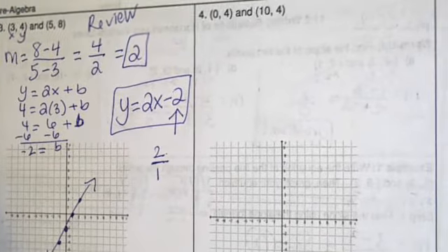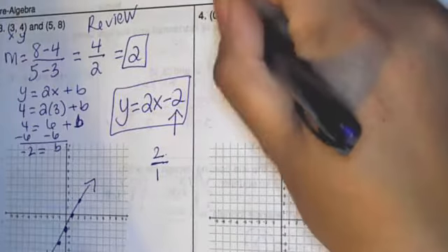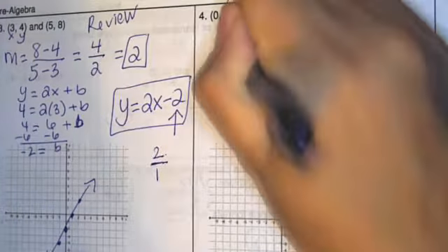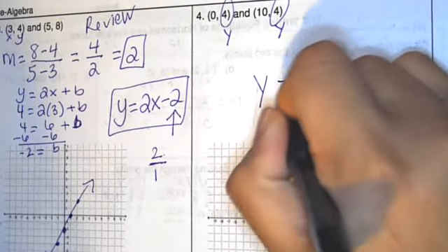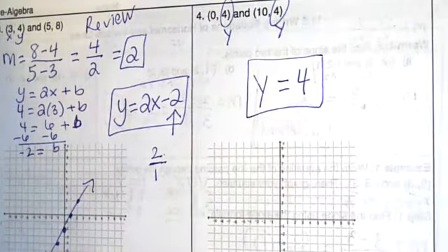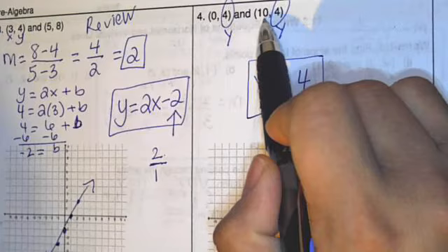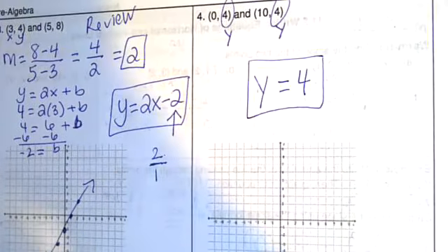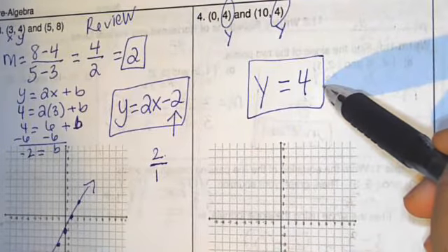Let's see what happens on this next one again, though, number 4. This time when I look at it, the 4's repeat themselves. Those are my y values. So it's as simple as just being y equals 4. Again, so much easier, so much faster. You don't have to use the slope formula unless you want to, where you can actually subtract the 4's and then divide by the 10 minus 0. You would see that the slope is 0, which means I have to write my equation like this: y equals that same 4.